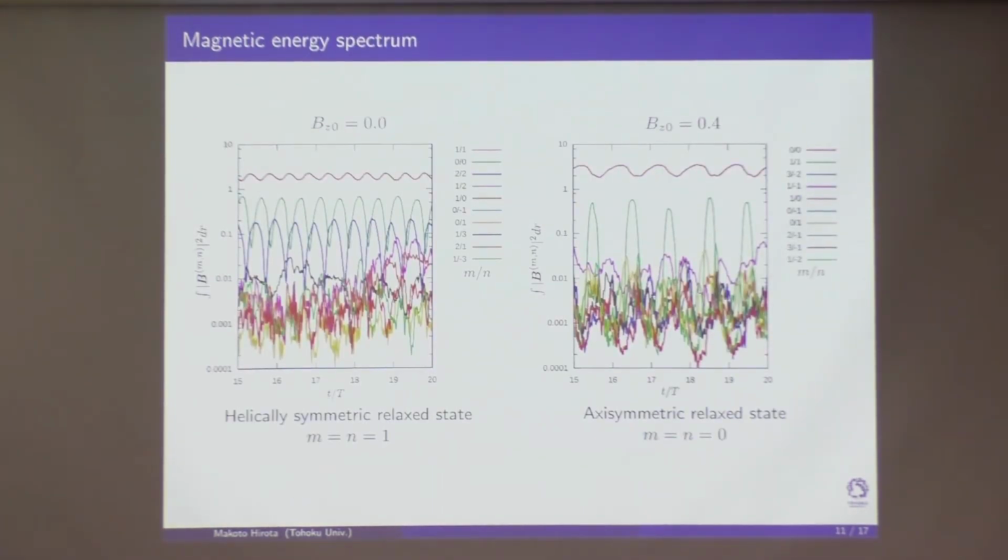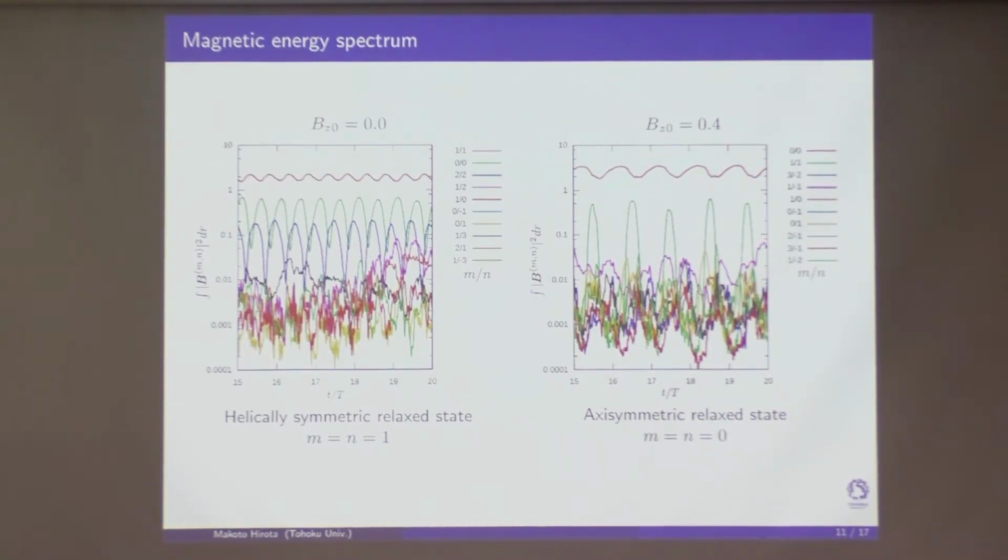So this is the magnetic energy spectrum. With the guide field Bz, as we already observed, the axisymmetric Fourier component is always dominant. But without guide field Bz, the m equal 1, n equal 1 Fourier mode is always dominant. So you can actually obtain the helical state on time average.